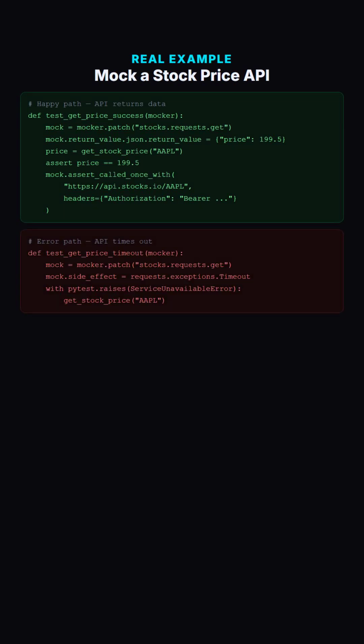Say you have a function called getStockPrice. It takes a ticker symbol, calls an external API with requests.get, parses the JSON response, and returns the price as a float. You want to test two things: The happy path, API returns data, you get the price. The error path, API returns an error, your function handles it gracefully.